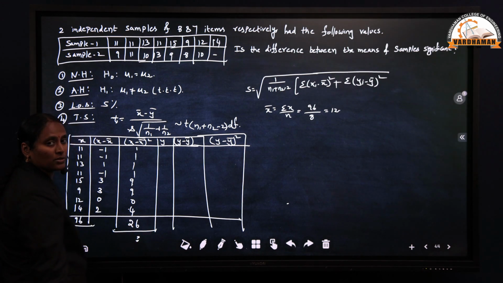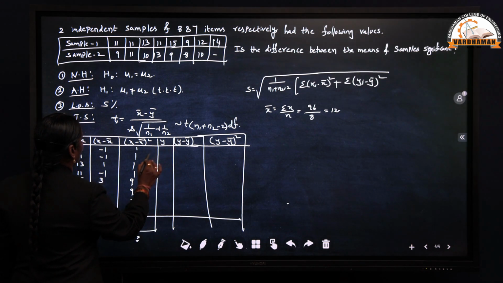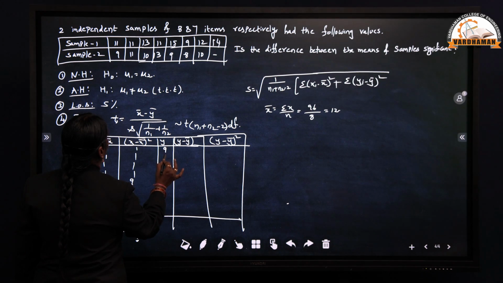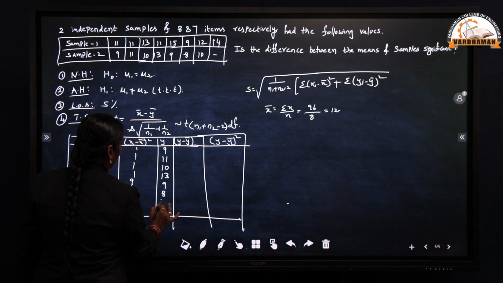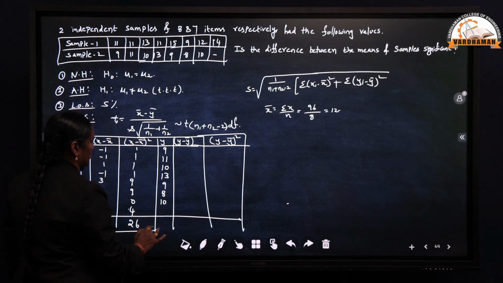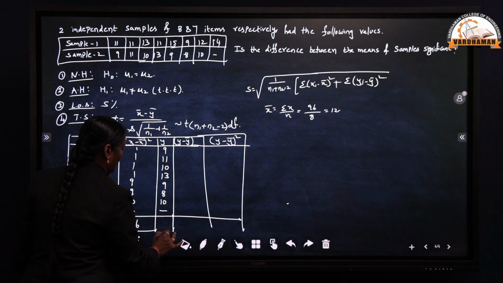Now let us see the values of the y observations. We have 7 observations: 9, 11, 10, 13, 9, 8, 10. One more observation is not mentioned in the given problem, so we need to take it off.